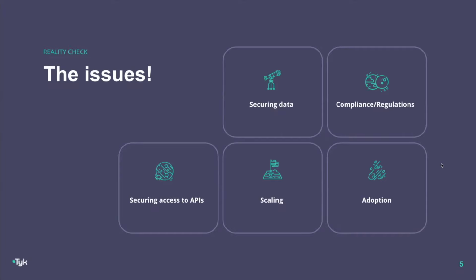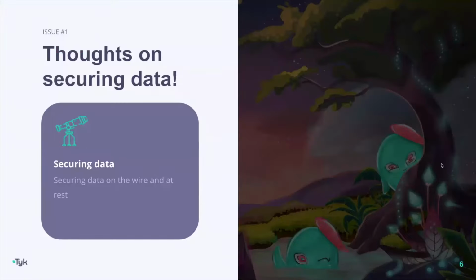So let's get started with number one: thoughts on securing data. We're talking about securing data possibly on the wire and at rest. Obviously, from an API management perspective, we're probably looking more at on the wire, or during transactions, but we can also talk about it at rest, and we'd love to hear some of your thoughts. So without further ado, Travis, I know you've been looking at this over the last little while. What are your thoughts on securing data?